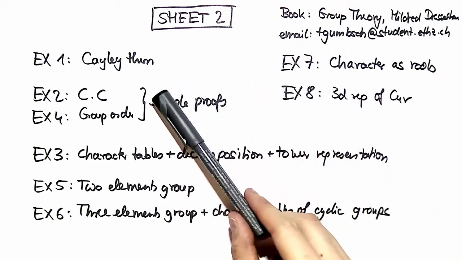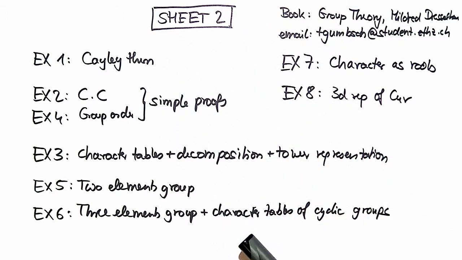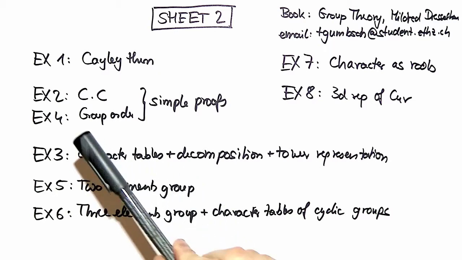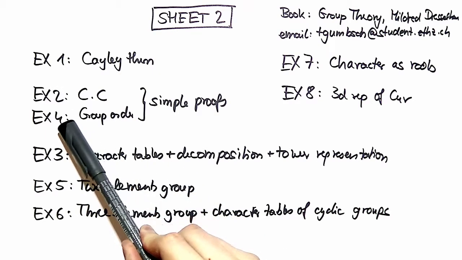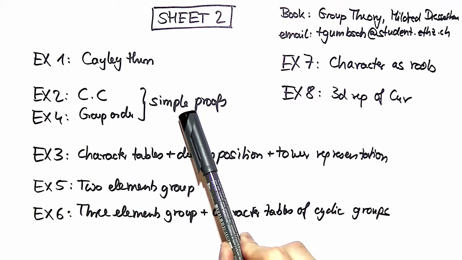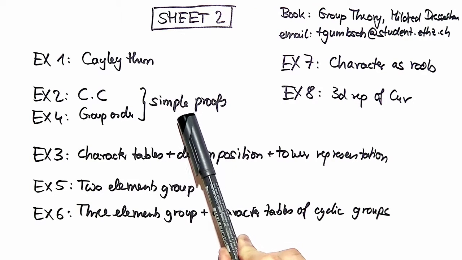So this is a quick overview of exercise sheet 2. It consists of 8 exercises. I only did 7 videos because I contained exercise 4 and exercise 2 in one video. This is kind of an introduction, how to come up with proofs.